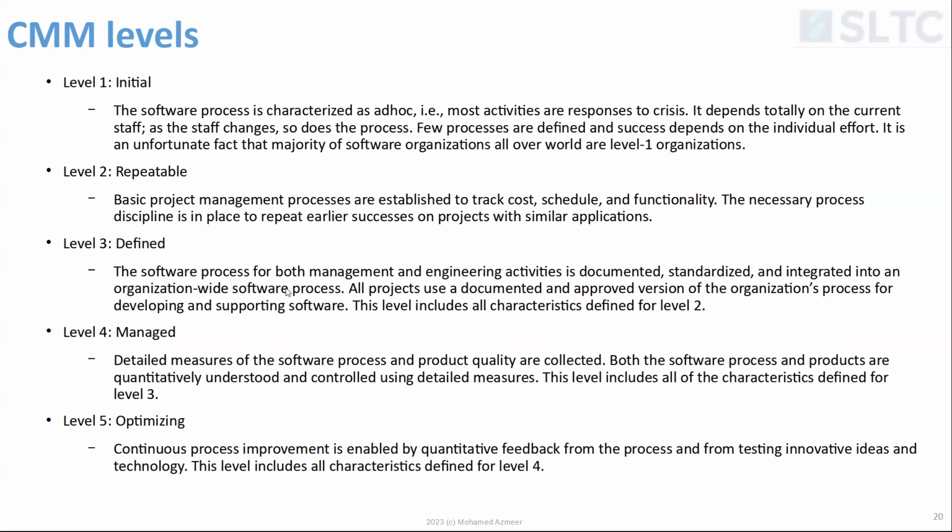And level 5 is continuous improvement, optimization. Right? So whatever measurement coming from level 4 is taken into consideration, and you see, okay, how can we do it faster, better, next time, in the next cycle.